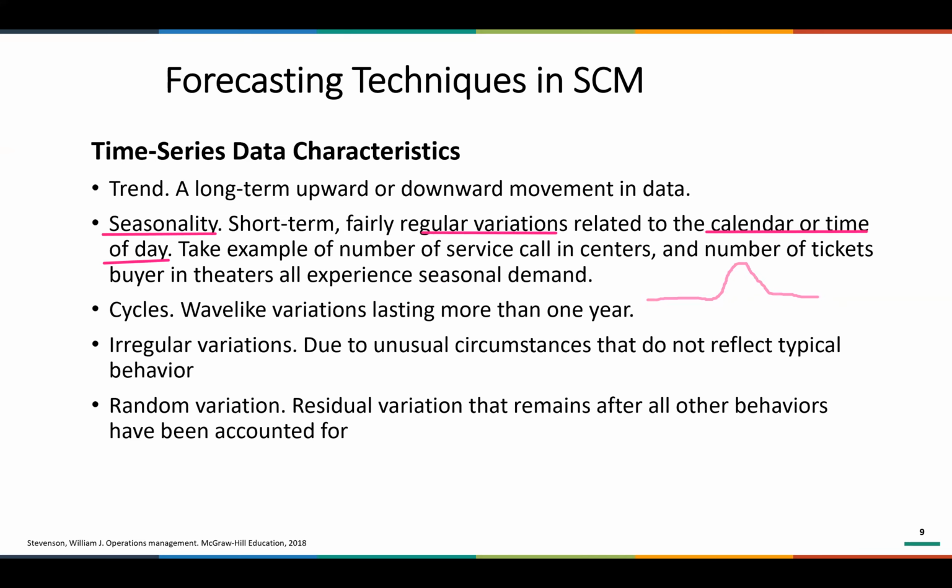Okay. And there is also something called cycles. It's a wave-like variation lasting for more than 1 year. So seasonality is more like calendar years, a yearly basis pattern. But a cycle is wave-like, so you consider multiple years and then see patterns that look like seasonality. That's what we call cycles. Okay. And then there are also irregular variations, which are variations due to unusual circumstances, that don't reflect the typical behavior.